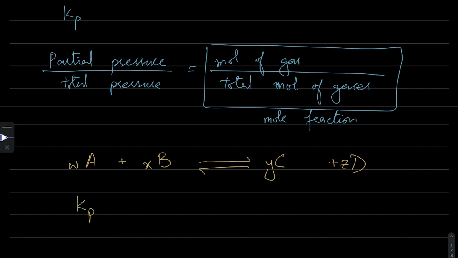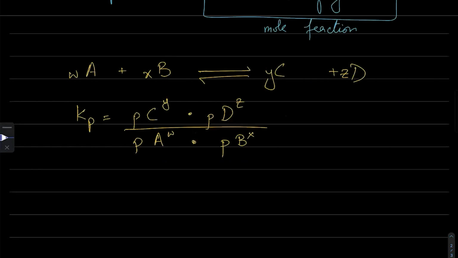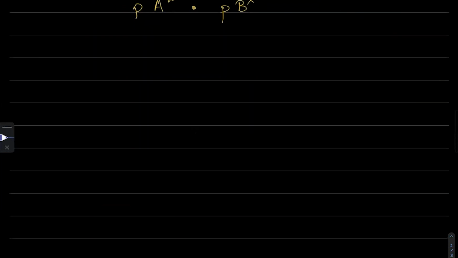For Kp, you will take gases and you will take their pressure. So we'll say pressure of C to the power Y times pressure of D to the power Z divided by pressure of A to the power W and pressure of gas B to the power X. And that's it. And the units obviously depend on what the units of pressure are and what powers you have.